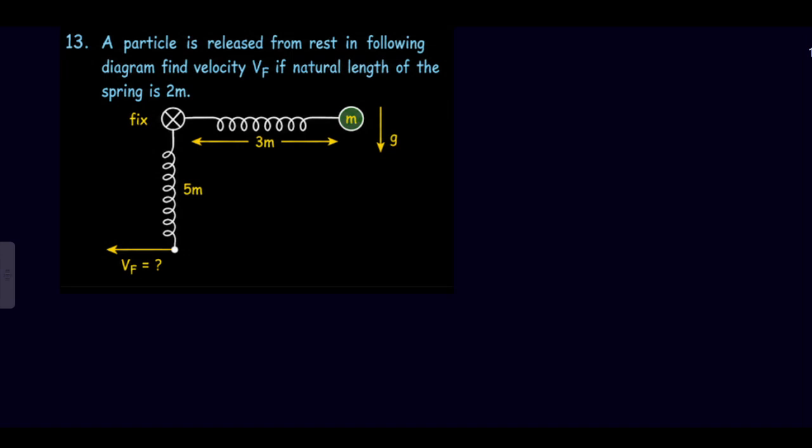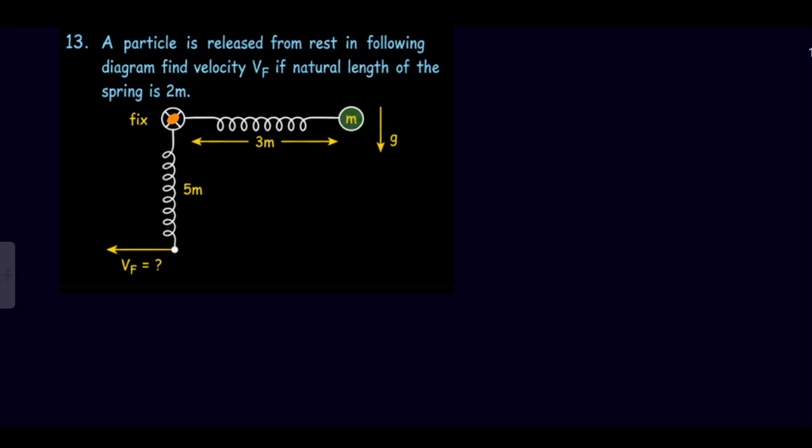A particle is released from rest in the following diagram. Find the velocity if the natural length of the spring is 2 meters. Okay, here this is fixed. Just imagine a spring which is connected to a wall like this. Now at the other end, we have connected one body.